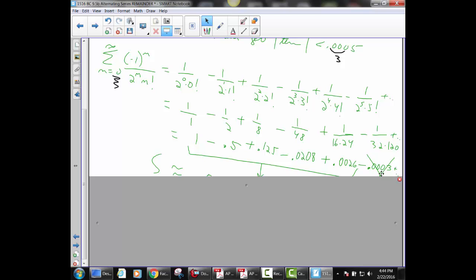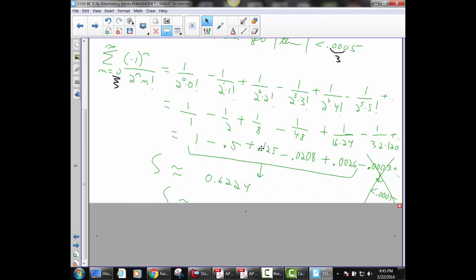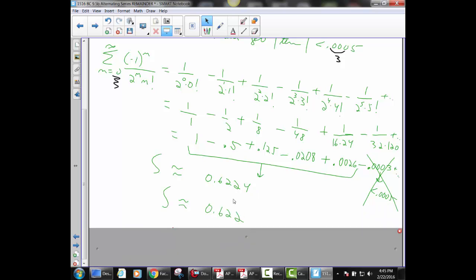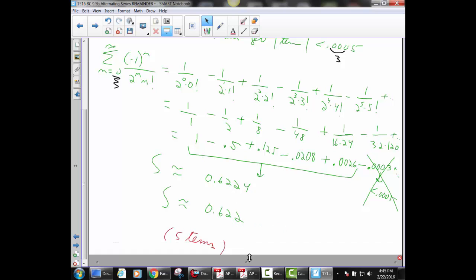And this number right here is the first time you have a number that's less than 0.001. So you can eliminate it and all the ones to the right of it, and this will be your approximation. So if you take 1 minus 0.5 plus 0.125 minus 0.0208 plus 0.0026, you will get 0.6224. Now notice I'm going to 4 decimal places because I'd like to round my final answer off to 3. So just give yourself 1 more. And therefore, we have found out it takes 1, 2, 3, 4, 5 terms to make this happen.